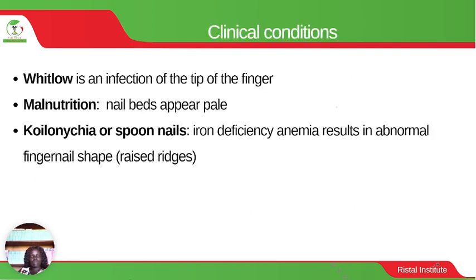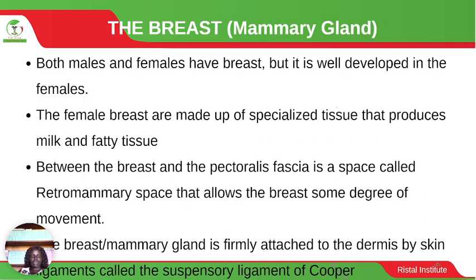Clinical conditions of nails can be whitlow. This is an infection of the tip of the finger. Then malnutrition, where nail beds appear pale. Then koilonychia or spoon nails, where iron deficiency anemia results in abnormal fingernail shape or raised ridges.